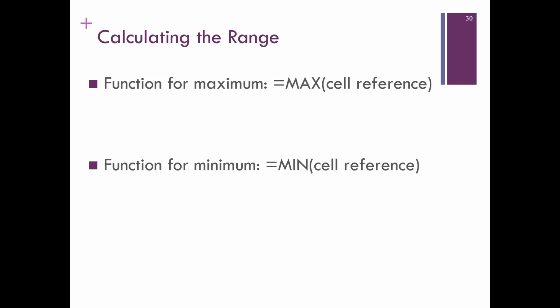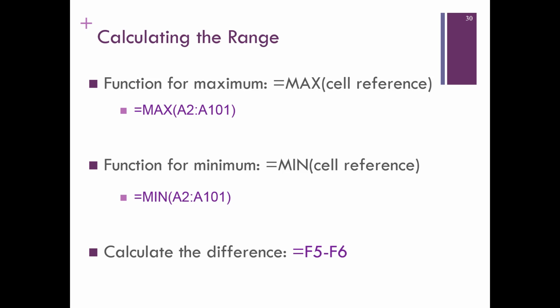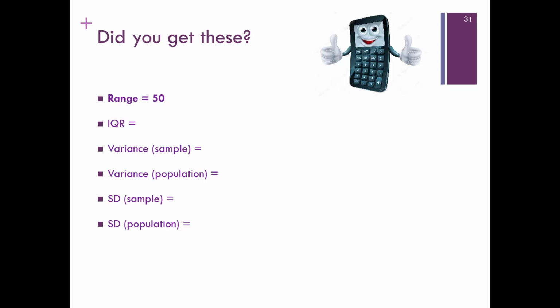Alright, welcome back. So the correct functions will look like these. I bet that you got them in your spreadsheet now. Now you can go ahead and calculate the difference where the range goes. So that will be maximum minus the minimum. Go ahead and pause this video and calculate the range. Alright, welcome back. So, hope you got the range of 50. That is what I got for midterm 1.